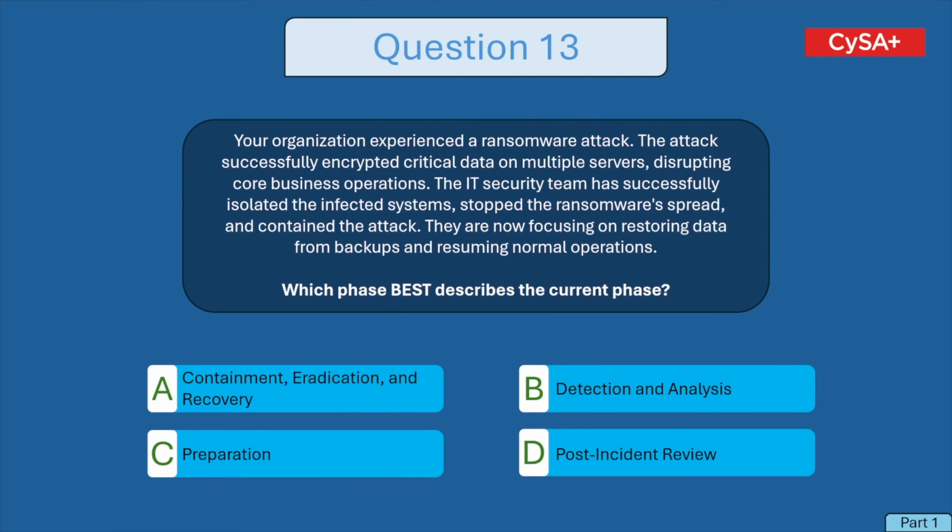It's not post-incident review. That happens after everything is back to normal, and then you take notes, lessons learned, things like that. So the only one that would make sense would be containment, eradication, and recovery. The containment and eradication have already happened, but now they're working on recovery, and I know that because the scenario says they are restoring data from backups and resuming normal business operations, and that's part of recovery. So I'm going with A.